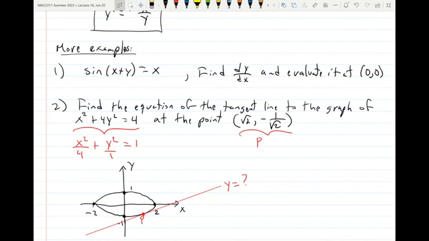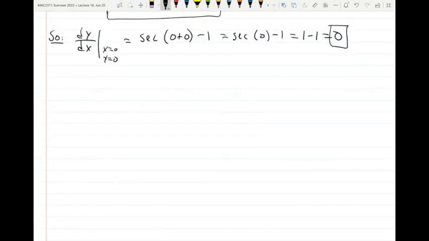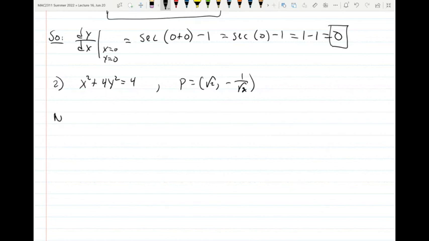All right. So for number 2, remember that we have, what was the equation? x squared plus 4y squared equals 4, and the point P was square root 2 comma negative 1 over square root 2. So what do we need? We need the slope. And what else? We also need a point.